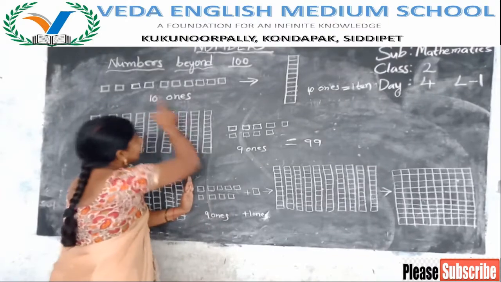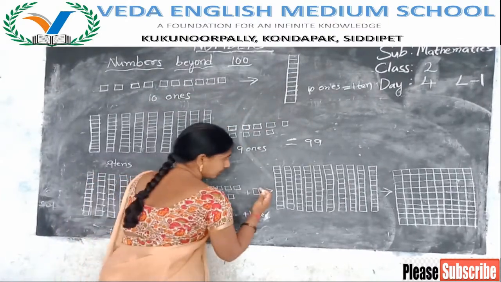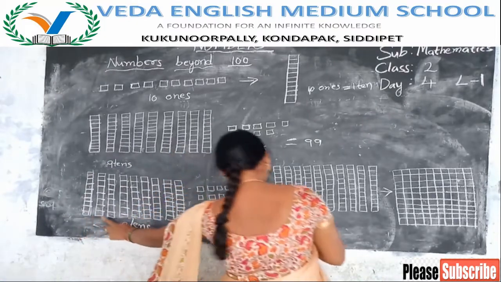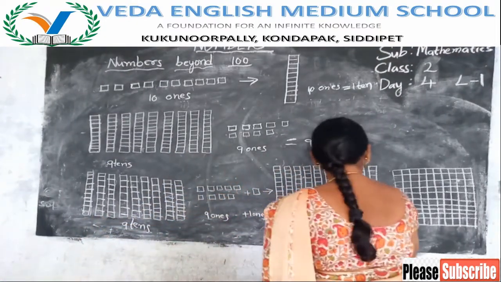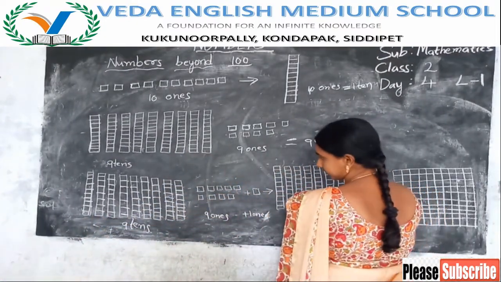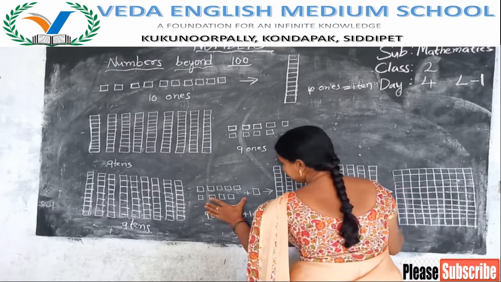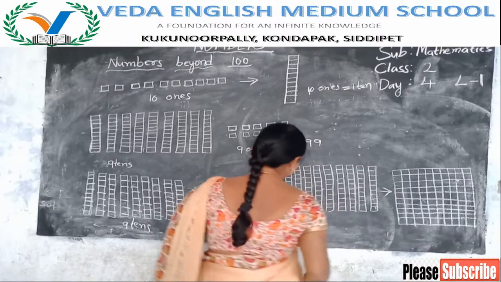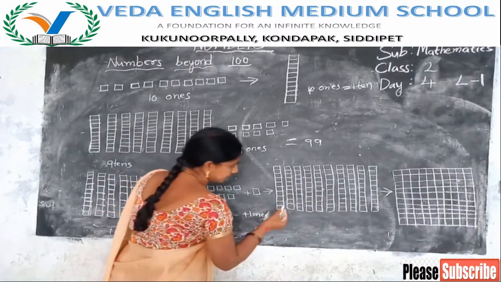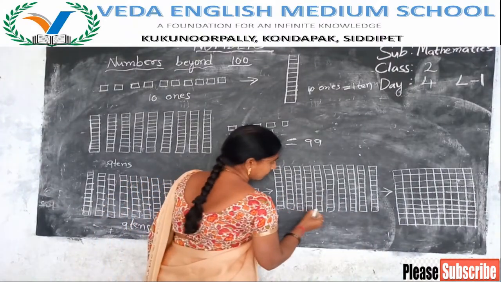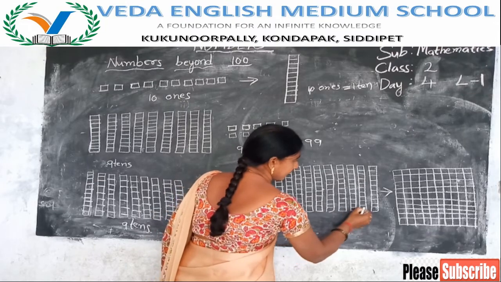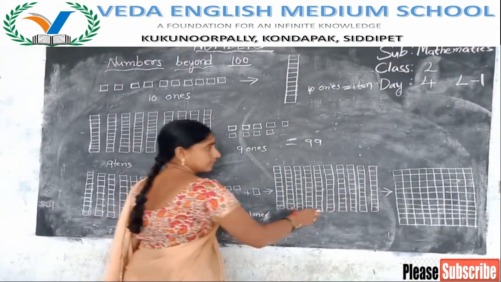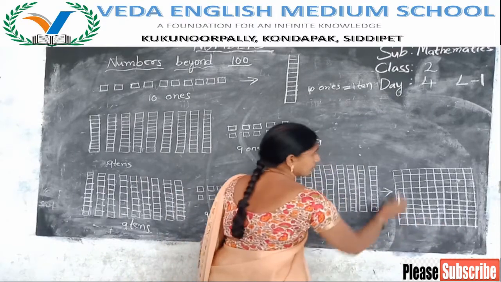Make one sheet like this. One sheet. See? This is the first sheet. This is the second sheet. Like that up to 9 sheets. This totally, 10 ones equal to 10. Here how many sheets? 1, 2, 3, 4, 5, 6, 7, 8, 9, 10. Here 10 sheets.